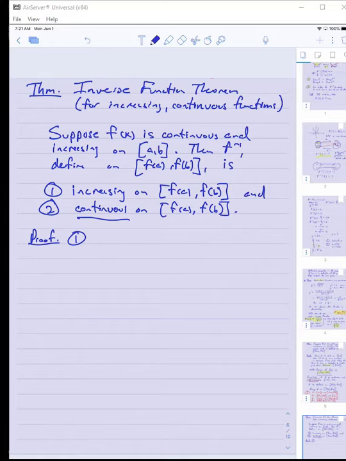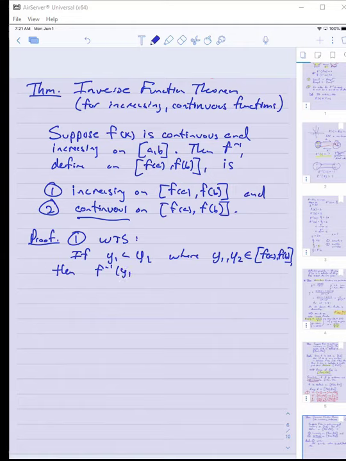So what is it we want to show? And when I write WTS, that means want to show. I want to show that if y1 was smaller than y2, where y1 and y2 are numbers in the interval f of a to f of b, then I would like to show that f inverse of y1 is less than f inverse of y2.